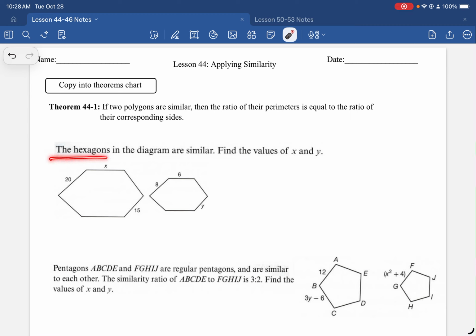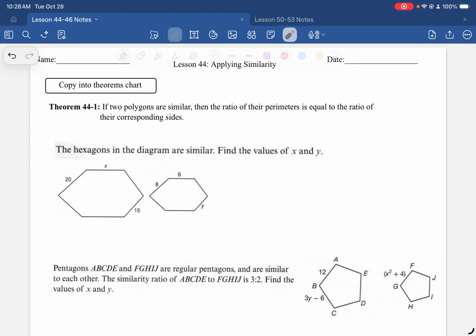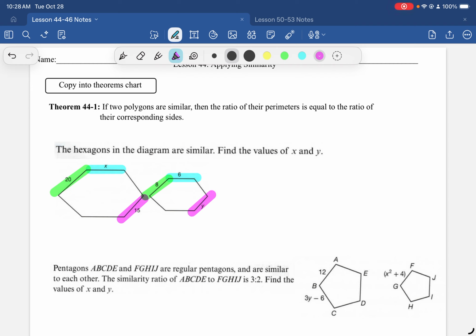So it says here the hexagons in the diagram are similar. Now remember, similar means that the sides are proportional, the angles are congruent. So it's two of the same shape but different sizes. And they want us to find the values of x and y. Just by looking at these two hexagons, we can see that this side corresponds with this side. This side corresponds with this side. And this side corresponds with this side.